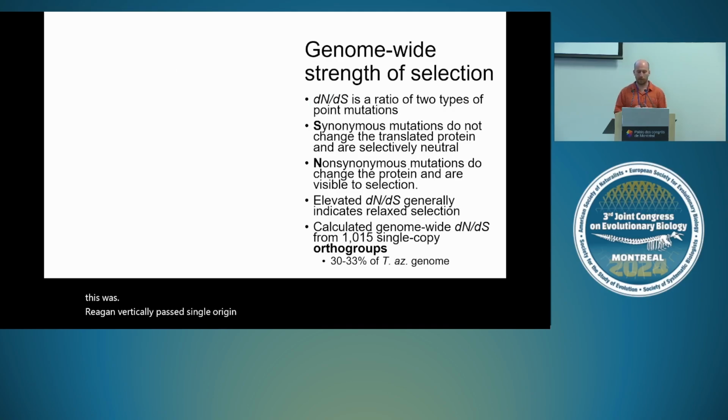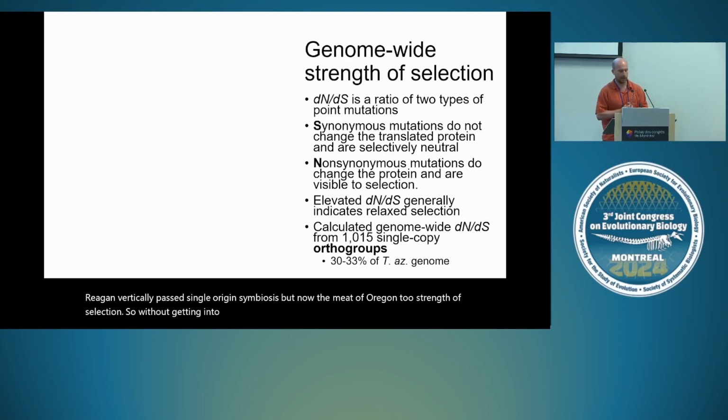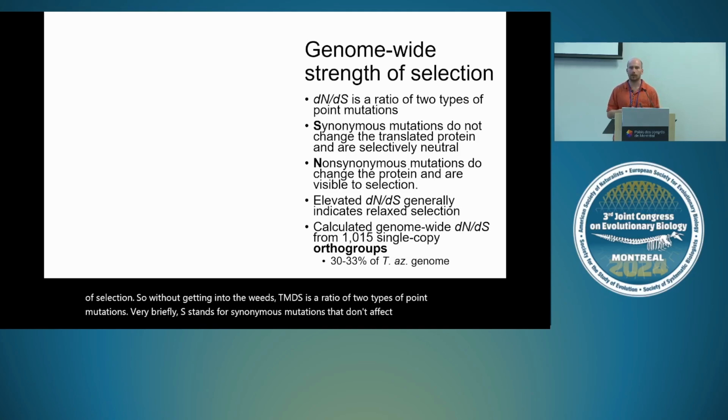But now the meat of what we're getting to, strength of selection. So without getting into the weeds, dN/dS is a ratio of two types of point mutations. Just very briefly, S stands for synonymous mutations that don't affect the protein and thus are selectively more or less neutral. N, non-synonymous mutations do change the protein and thus can be selected on. The d makes them both rates.